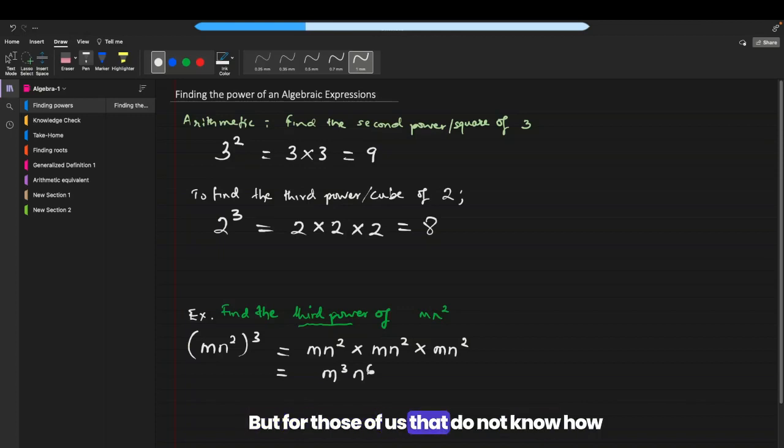But for those of us that do not know how to do this by heart, we would be employing the law of exponent that is called power of a product. We discussed this in the last 2 or 3 classes, where we were discussing the laws of exponent. So you can take a look at that video and do a revision. In fact, I highly recommend that.